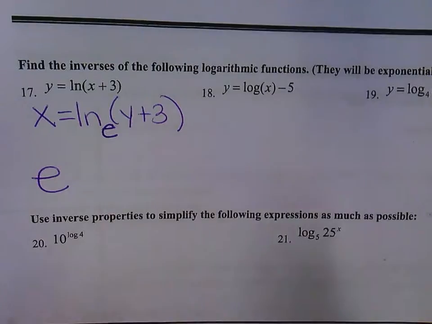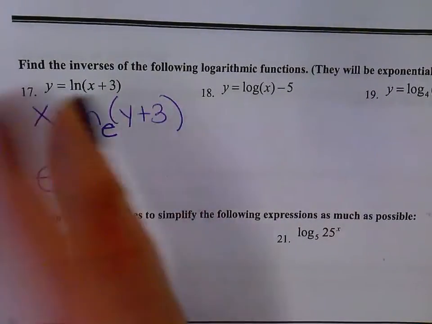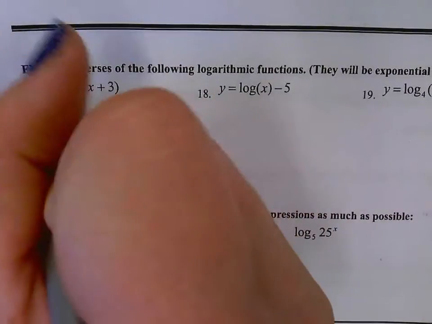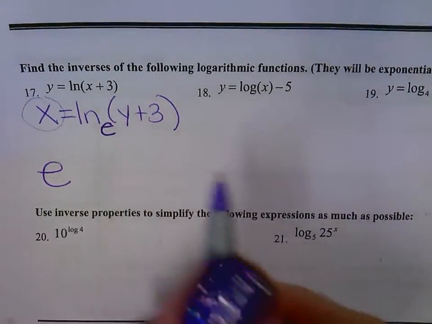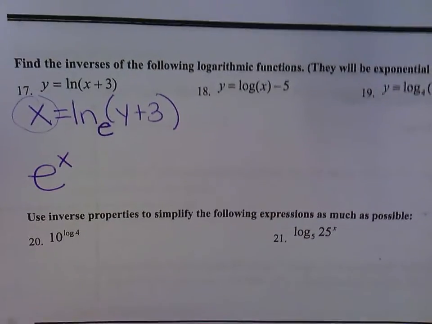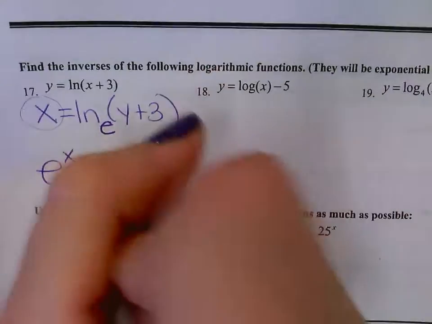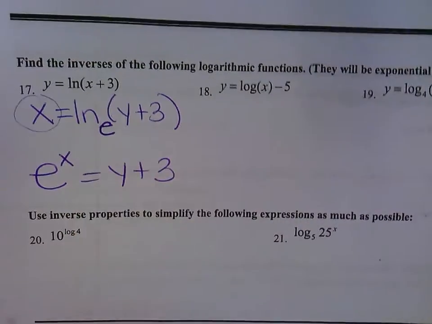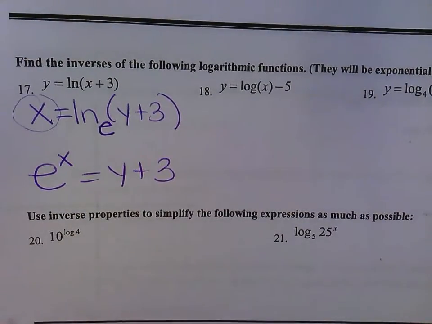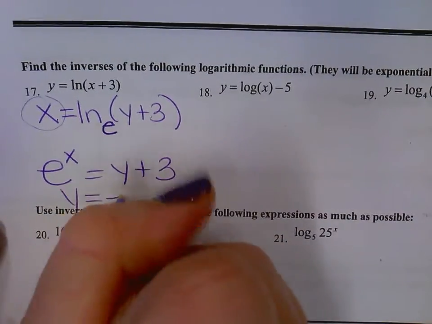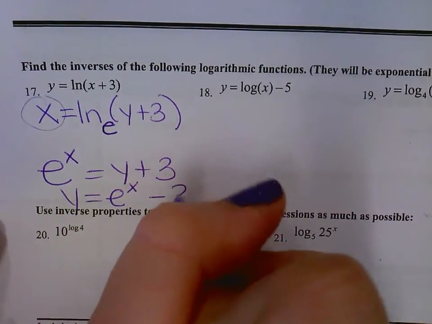And then remember, I just switched what's inside with what's outside. So x was outside the function. So x goes inside my exponent. E to the x equals y plus 3. And then I can't leave my answer like that. I'm going to subtract 3 to the other side. Y equals e to the x minus 3.